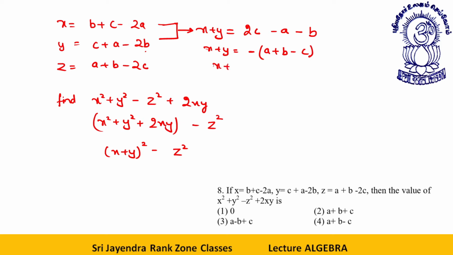Or I can say x plus y is equal to minus z. Fine, dear student, this is nothing but minus z. So now we have x plus y whole square minus z square, which is z square minus z square, or this will be equal to 0. Easily done, dear students. Let's take the next one.